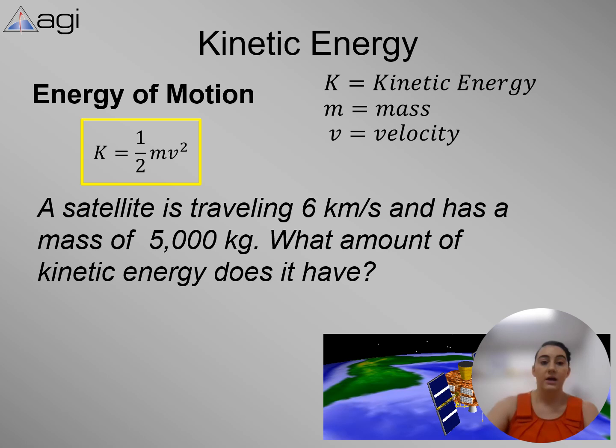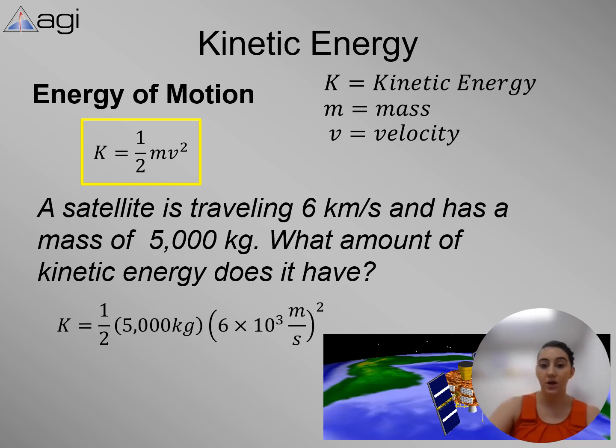Okay. Now, looking at the kinetic energy, we have energy in motion. You've probably seen this formula in physics before. Okay, so our kinetic energy is equal to 1/2 mass times velocity squared. So we can then solve for this problem or a problem like this. So a satellite is traveling 6 kilometers per second and has a mass of 5,000 kilograms. What amount of kinetic energy does it have? Well, we can just plug and chug again. As long as you've got the formula, you can do this math.